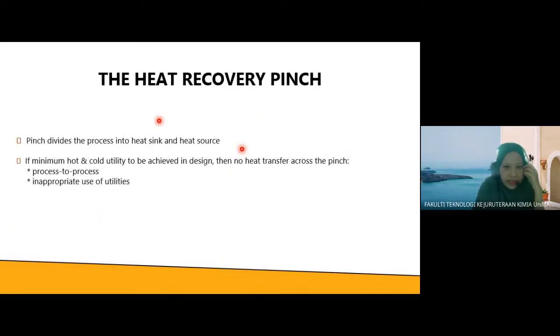This is just a summary. The pinch divides the process into heat sink and heat source. If the minimum hot and cold utility is to be achieved in design, the values of QH min and QC min that you calculate in the problem table algorithm and composite curve require no heat transfer across the pinch. No heat across the pinch between process to process from hot to cold stream, and there must be no inappropriate use of utilities.